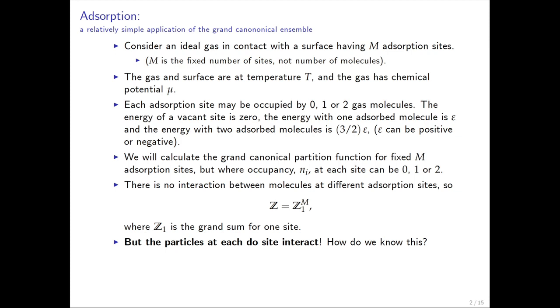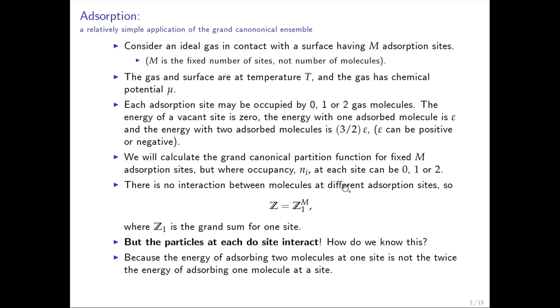How do we know this? Well, we know this by looking at the energies just above: 0, epsilon, and 3/2 epsilon. Because the energy of adsorbing 2 molecules at one site is not twice the energy of adsorbing 1 molecule at each site, then we know there must be some interaction. So we have to use that more general form of the grand sum that we mentioned in last lecture. We can see actually there's a little bit of attraction between the 2 particles here, otherwise this would be 2 epsilon.